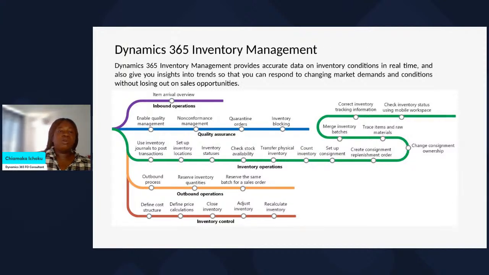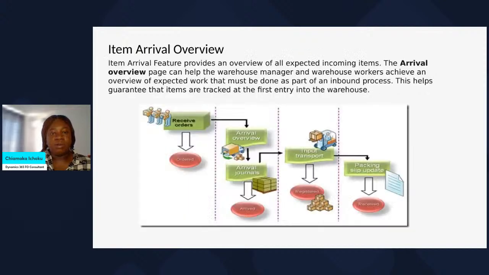So we'll be starting off with the item arrival overview. Now, this is a feature that allows us to know what items we're expecting in the warehouse today.